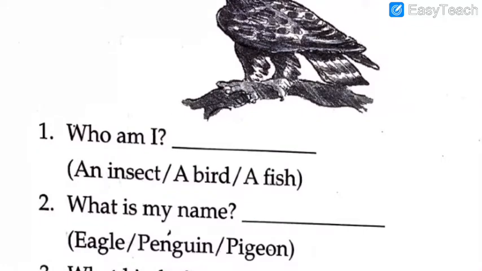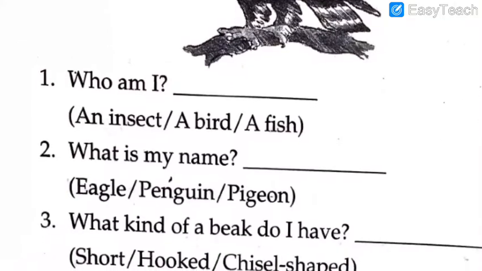1, 2, 3, 4 and 5. Number 2. What is my name? Options are eagle, penguin, pigeon. I hope that you have seen the picture properly. Your time starts now.